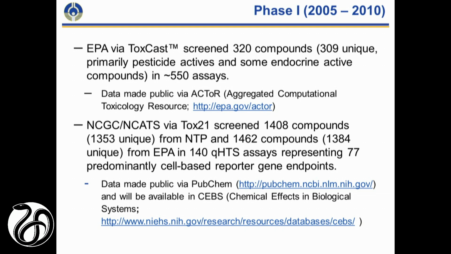NCGC and NCATS via Tox21 in collaboration with NTP screened in phase one 1408 compounds. And EPA contributed 1462 to this compound set. And we ran about 140 quantitative high throughput screening assays, representing 77 predominantly cell-based reporter assays. So these are like estrogen receptor assays, androgen receptor assays, various types of cell stress assays. And these data are all available in PubChem, and they're also available in CEBS.